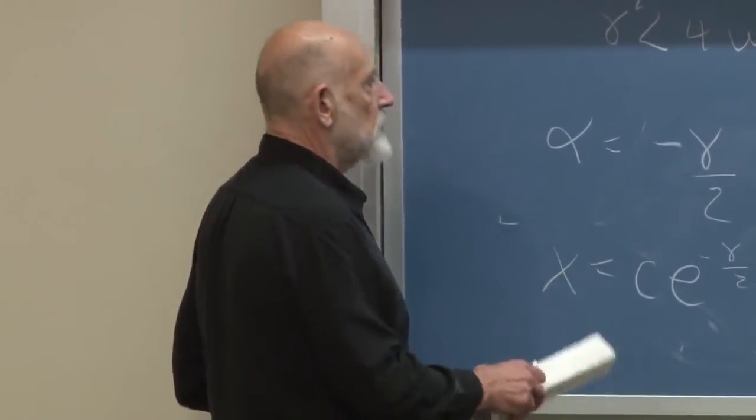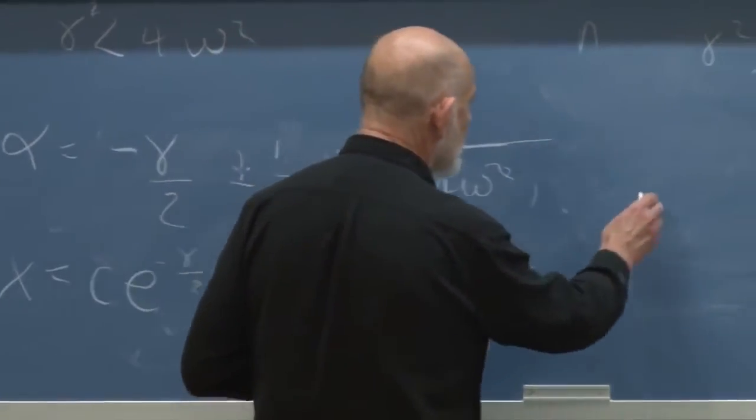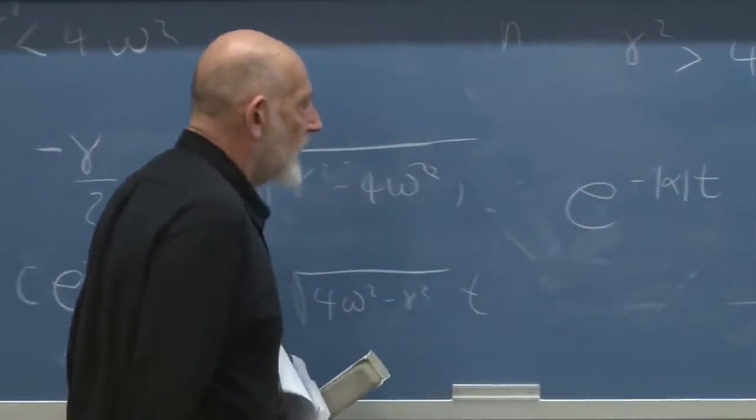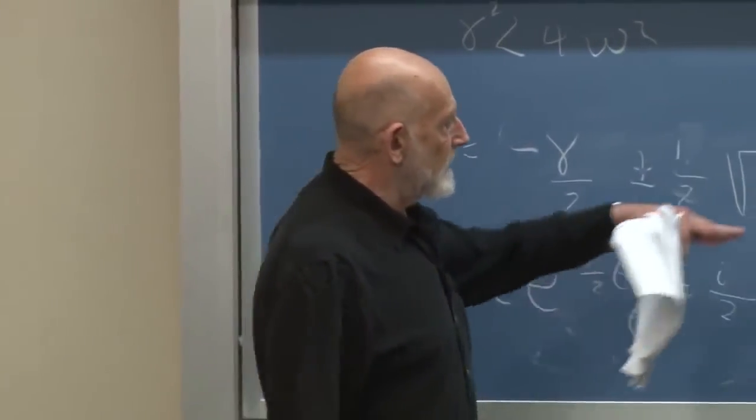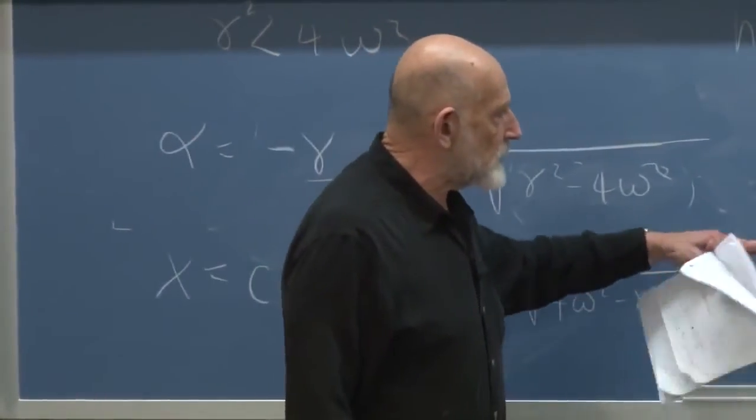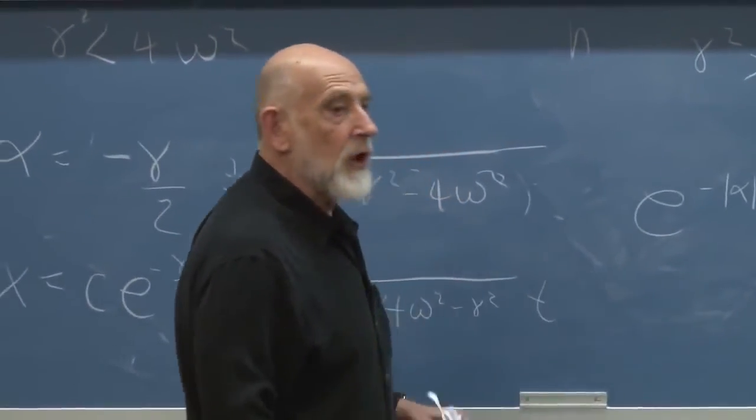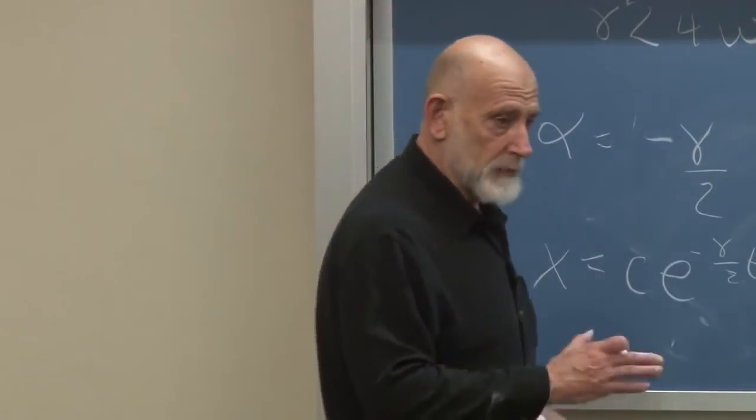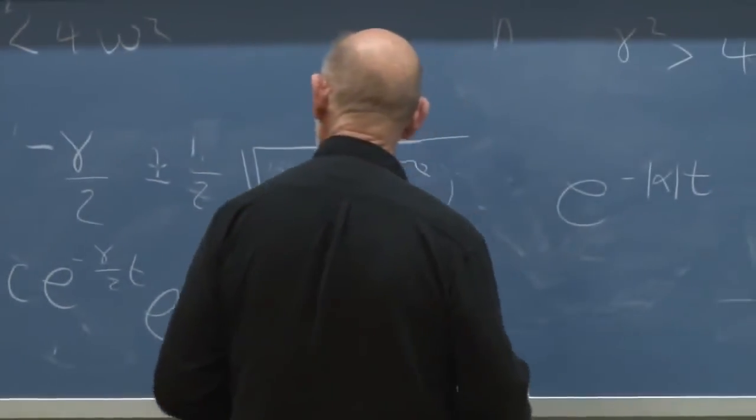So there are two solutions, each of which goes like e to the minus alpha t, where alpha is always positive, so each of the solutions decays with time. The general solution is the sum of two decaying solutions, and that's the overdamped case. It doesn't oscillate, it just exponentially drops off and goes to 0. Okay, that's the overdamped case.